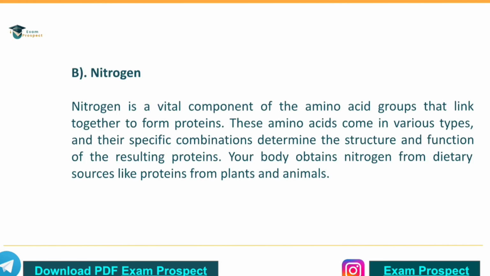Nitrogen is a vital component of amino acid groups that link together to form proteins, and this amino acid comes in various types, and their specific combinations determine the structure and functions of the resulting proteins. Your body obtains nitrogen from dietary sources like proteins from plants and animals.